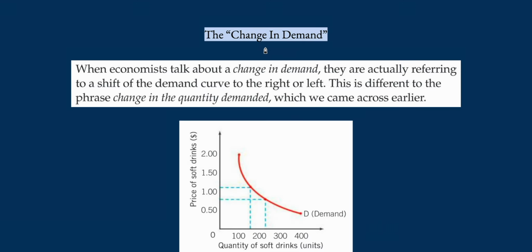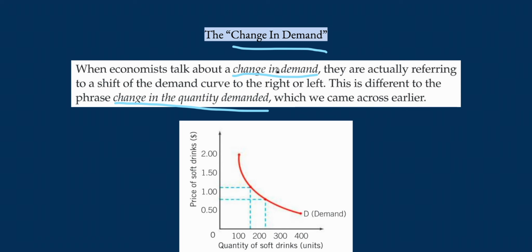But now I'm going to introduce you to yet another term that's going to be super common when talking about demand. It's going to be a change in demand. So what is the change in demand? Well, when economists talk about a change in demand, they're actually referring to a shift of the demand curve to the right or left. This is different to the phrase change in the quantity demanded, which we came across earlier. Now, these two terms are super important that you don't get them confused, okay? Now, I know they look the exact same, and I misuse them so much, but now I can tell you the difference.